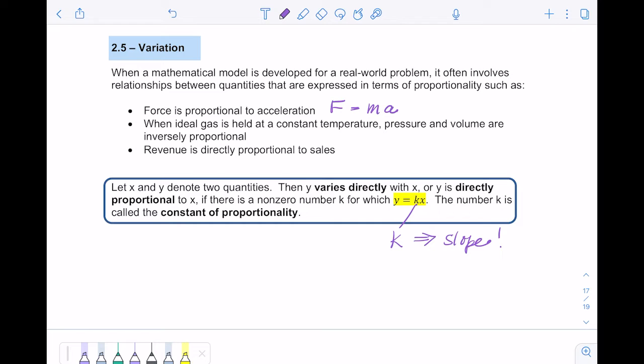So when you have two quantities that vary directly, as x increases, y is going to increase at a constant rate. Or as x increases, y will decrease at a constant rate.